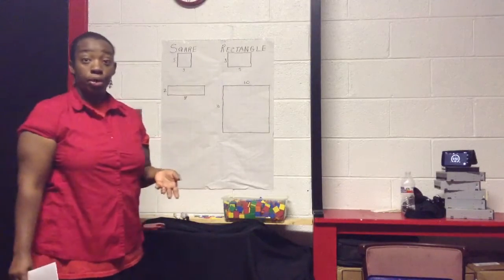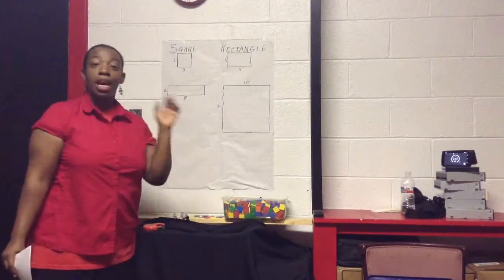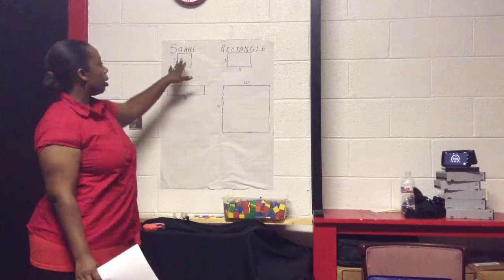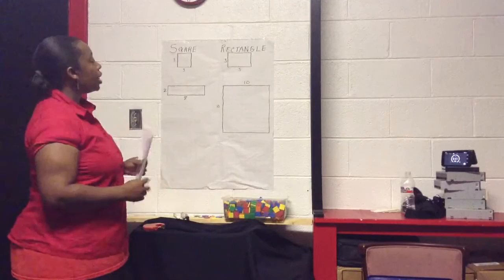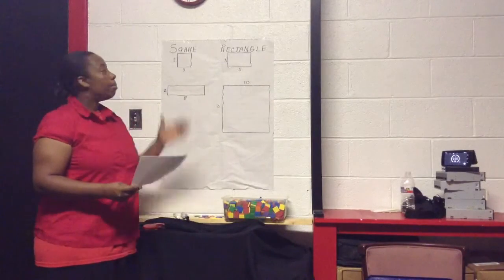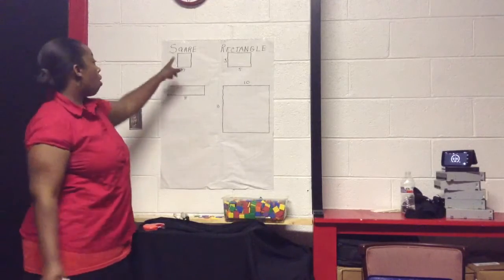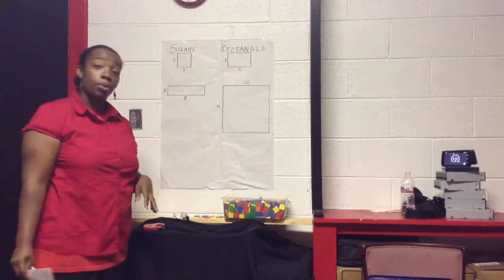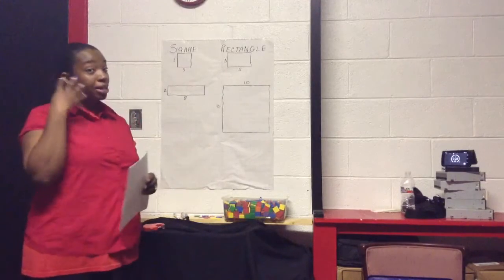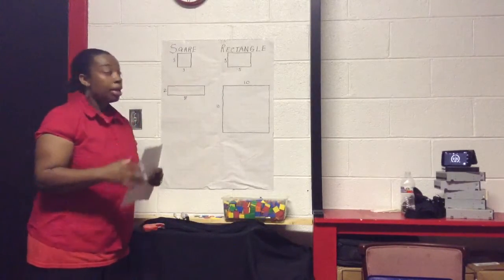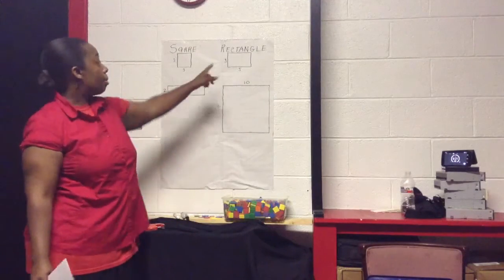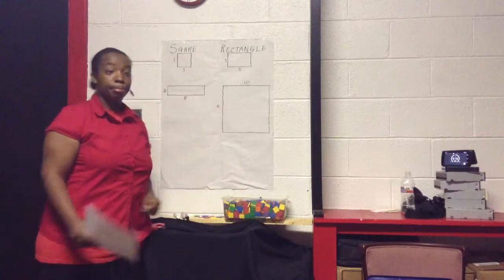Today we will be working with squares and rectangles. Now, if you remember, a square is a figure, a shape that has four sides. But the thing about a square is that all of its sides are equal. They're the same. And a rectangle also has four sides, but the opposite sides are the same.